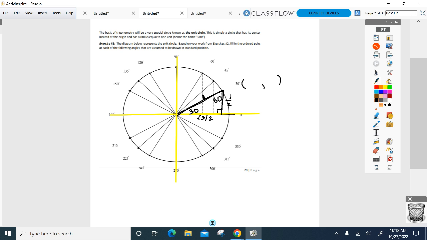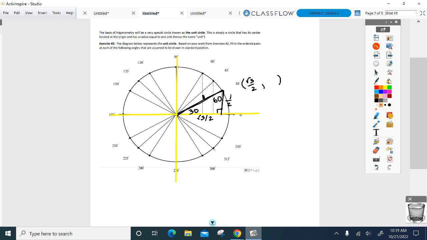Now you're going to tell me the xy point. On the x-axis, how far did we go? Square root of 3 over 2. That's your x-coordinate at 30 degrees. It's square root of 3 over 2, comma, how high did I go on the y-axis at 30 degrees?